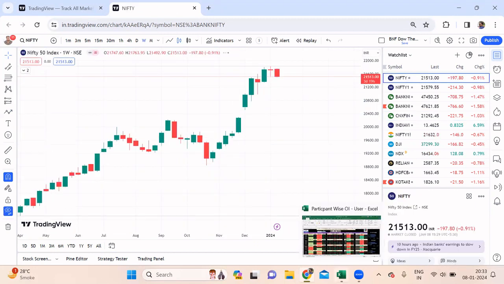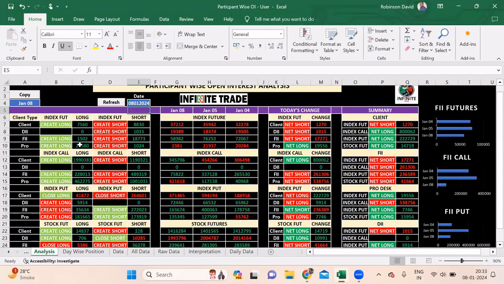Before that, we'll look at the data. Data seems to be a little interesting. FIIs have created 1500 longs. Let's just forget it. Created 18,773 shorts. So this tells us that now they are trying to hedge their positions. They're going lighter on the strong bullish side. But the only issue is call short and put short. Too many call shorts and put shorts.